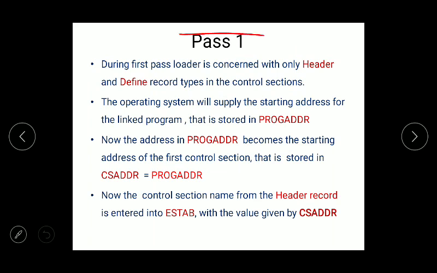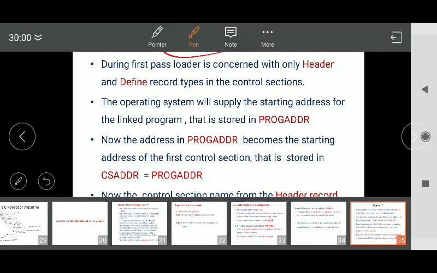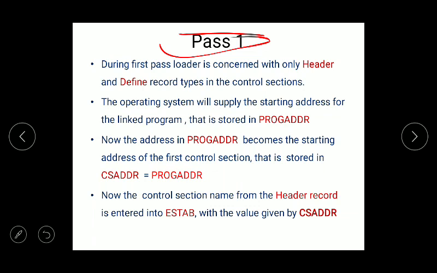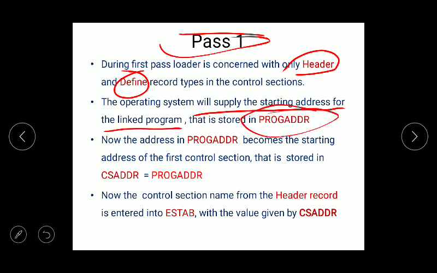Now let me explain the working of pass 1. During the first pass, the loader is concerned with only the header and define records. Define record, you know, right? Letter D, and header record, letter H. So during the first pass, only the header record and define records are tested. The operating system will supply the starting address for the linked program that is stored in PROGADDR. So which is the starting address? Where is it stored? The starting address is in PROGADDR.